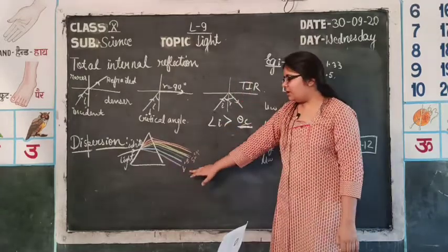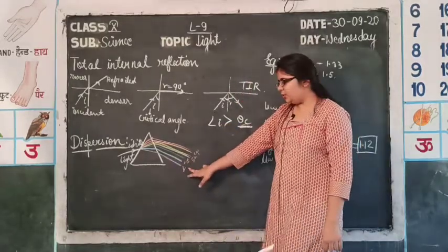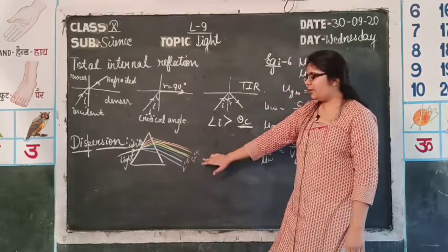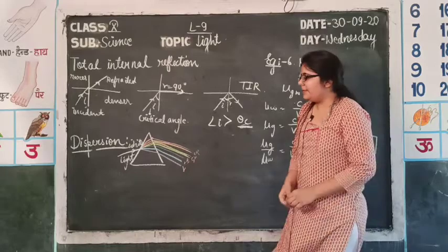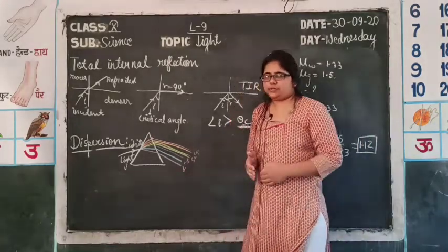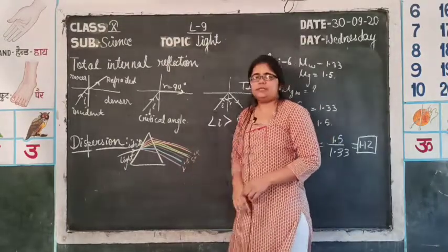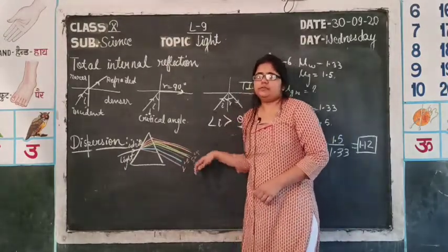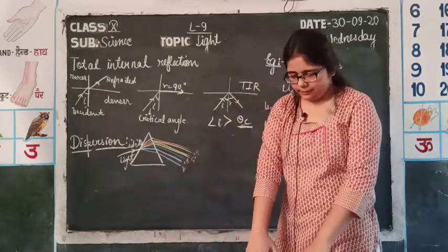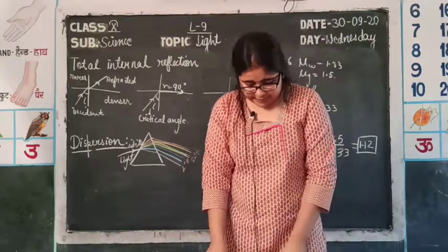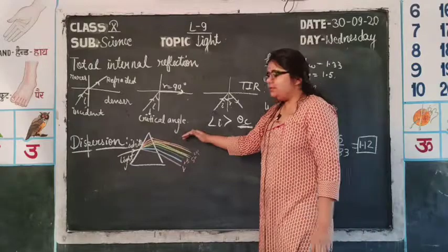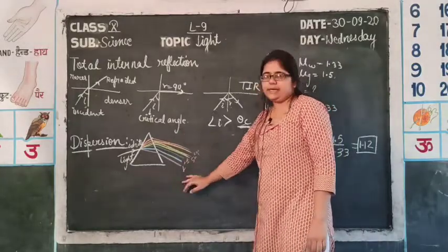The sequence is violet, indigo, blue, green, yellow, orange and finally red. In this splitting, the bending of violet light is the most, so it will appear towards the downward side. This was also the sequence of the rainbow you have studied, the sequence of the primary rainbow. In this dispersion, violet light bends the most, so it comes to the lower side.